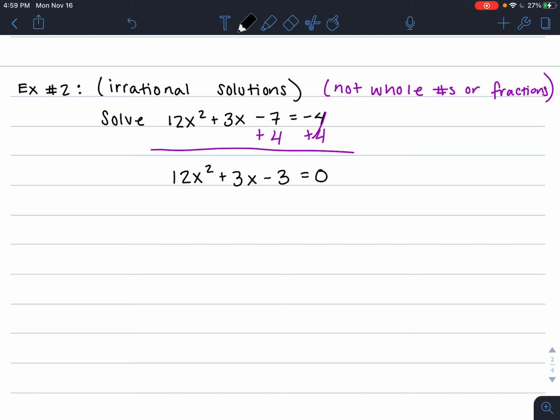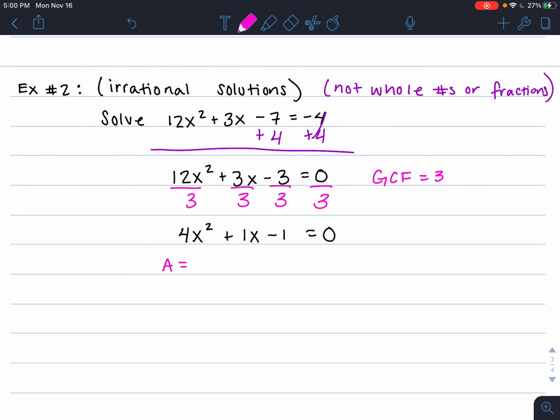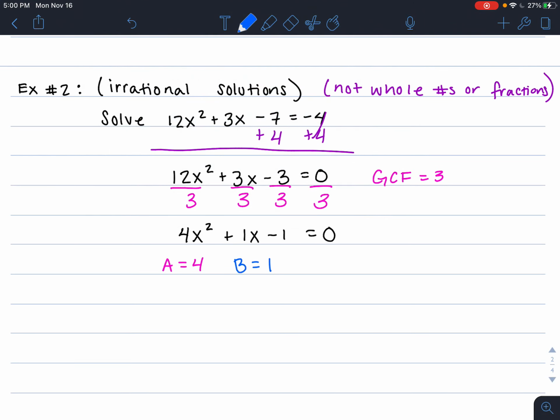Now, one solving technique that we haven't talked about yet is pulling out a GCF. You can do this if it's all equal to 0. I have a GCF of 3 here, since everything is divisible by 3. So I'm going to divide every single part by 3, including the 0. Now my numbers are a little smaller. I'm going to get 4x squared plus 1x minus 1 is equal to 0. Now I can go ahead and pull out my coefficients. So a is 4, b is equal to 1, and c is the negative 1 there on the end.